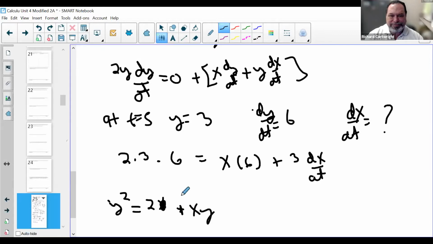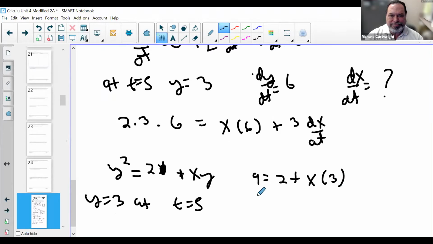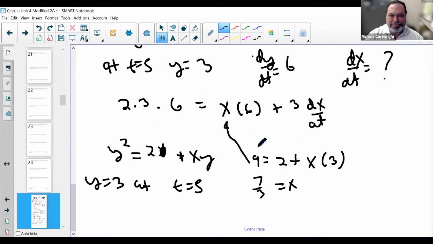So if y is 3 at t is 5, then I can solve it to find out what x was at 5. So that's going to be 3 squared is 9 equals 2 plus x, I don't know right now, times the 3 gives me 7/3 equals the x. So there, okay, I got my x now. I can plug it in right here. Okay, we're almost done. I can feel it.